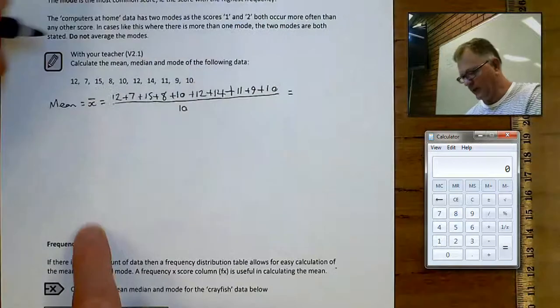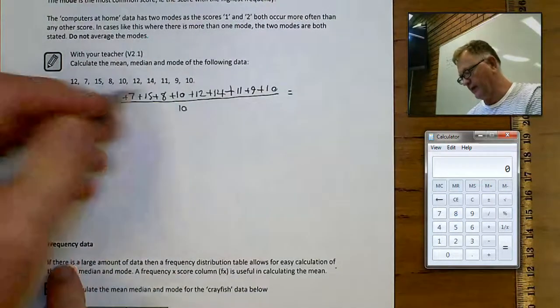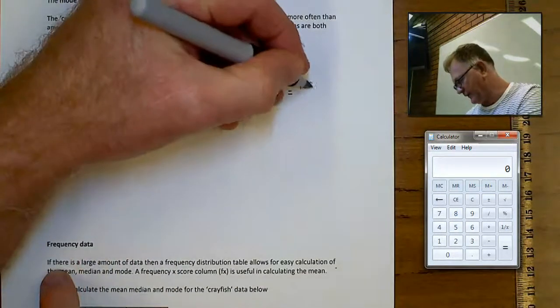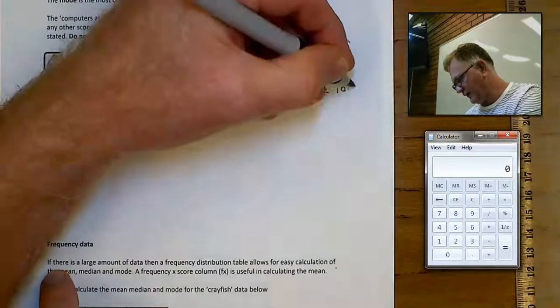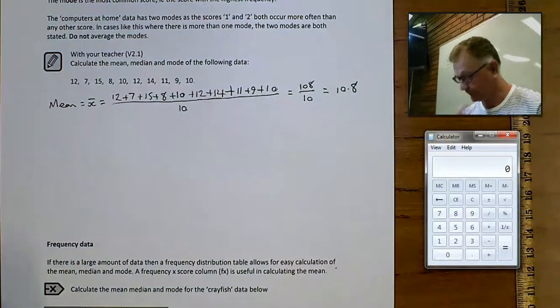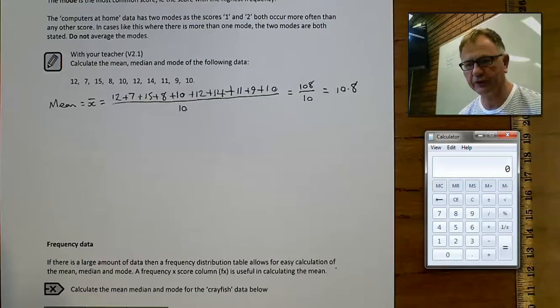Now, I've done this beforehand. Add them all together, you get 108. Divide by 10. That's a mean average score of 10.8. One little trick that I must tell you when you're doing this.